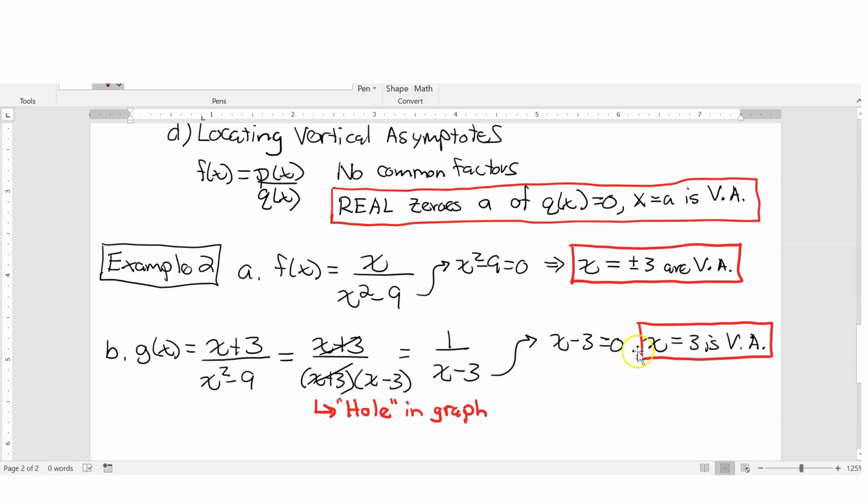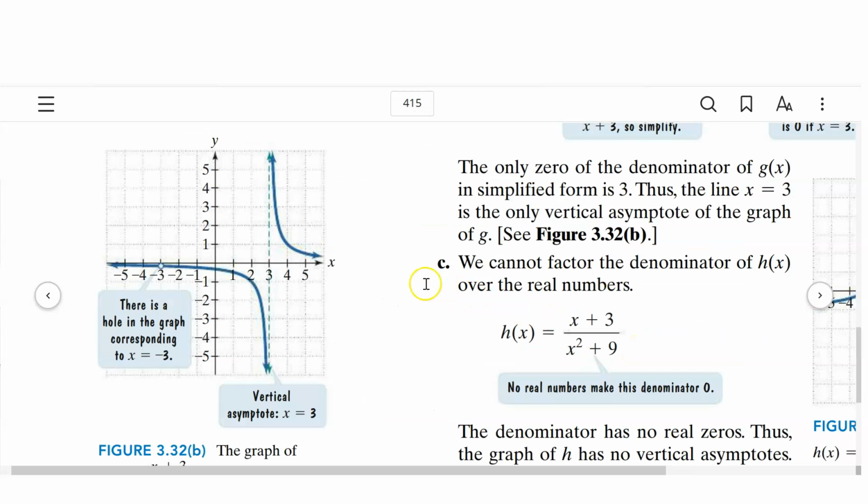Only positive 3 is. When you look at the graph of this function, you will see there is our true 1 vertical asymptote of x equals 3, and you see the dashed line, and the function increases and decreases without bound around that value. But notice at minus 3, you'll see that hole. Again, minus 3 will cause division by 0 in the original function, but in simplified form, it goes away. So this is how it will appear in the graph.